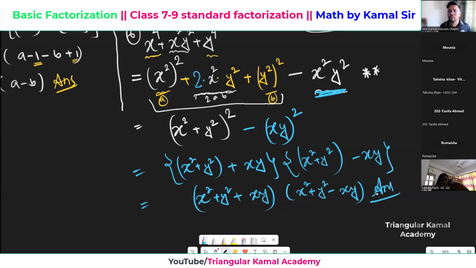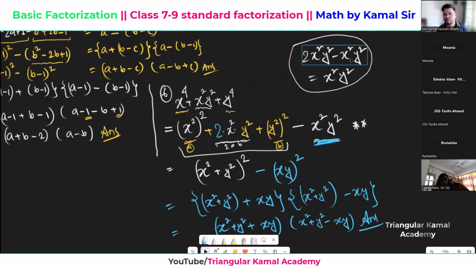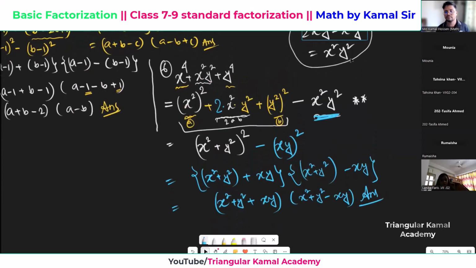This is one of the most important factorization, not only in class 7 standard, class 8, class 9, 10 also. So note down this math properly. If you have any question, please let me know. So this is all about factorization by using a square minus b square. We have done here total 6 maths.